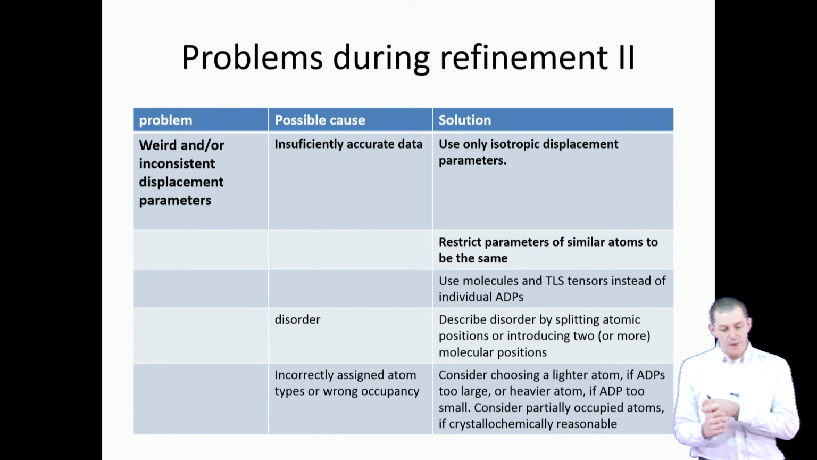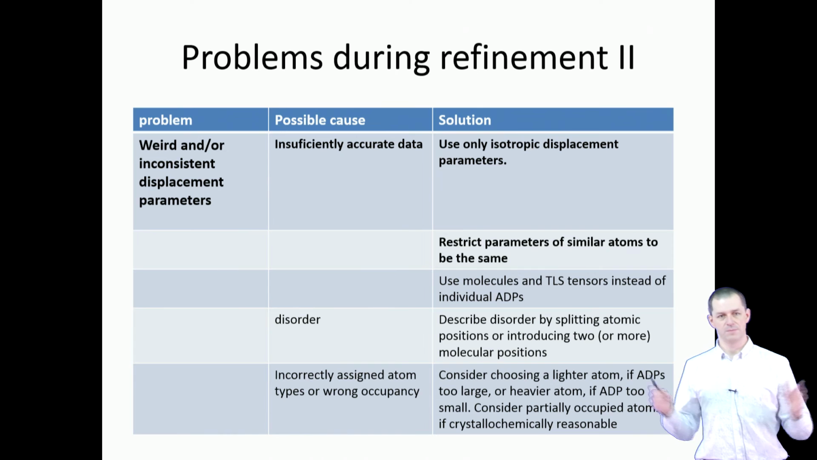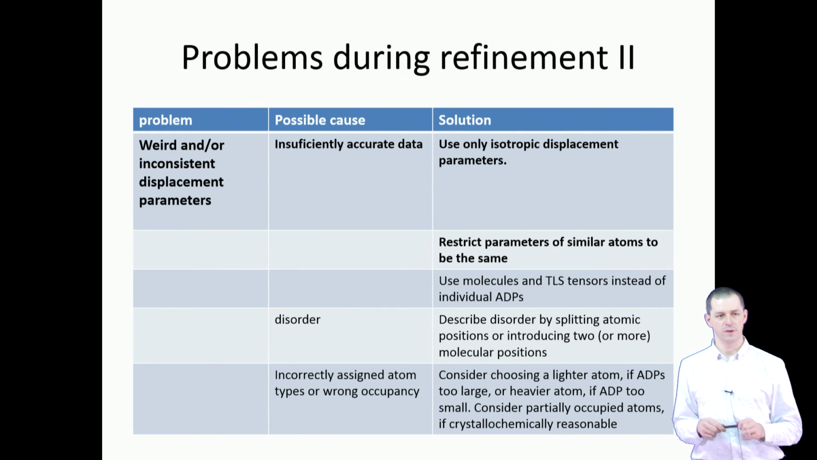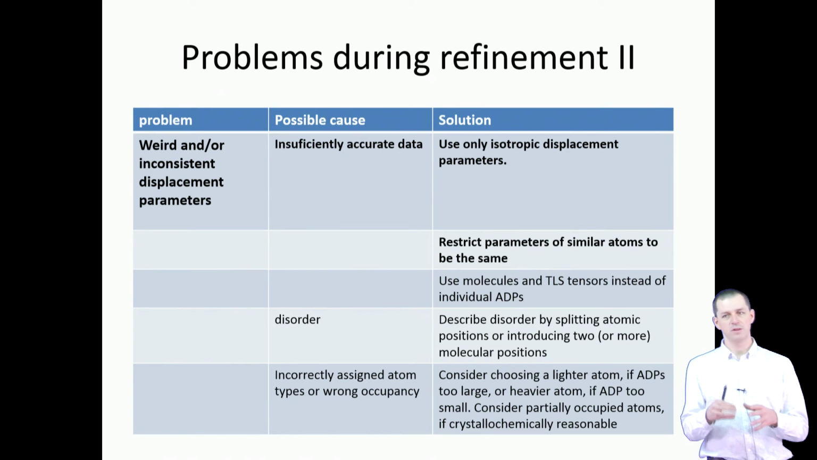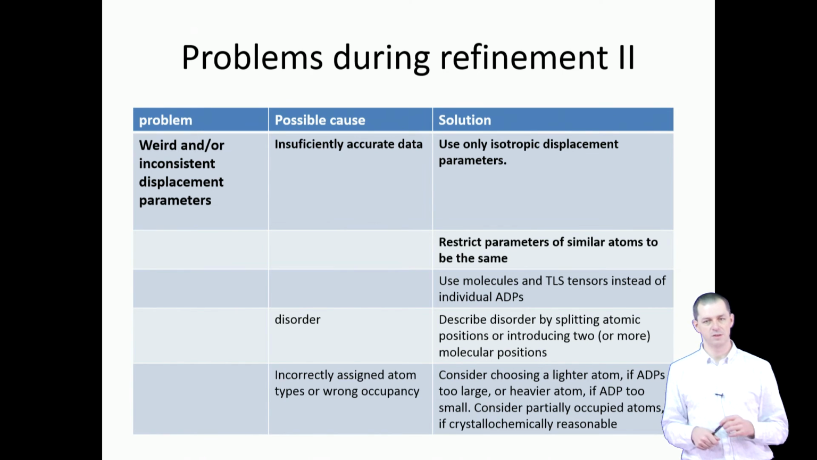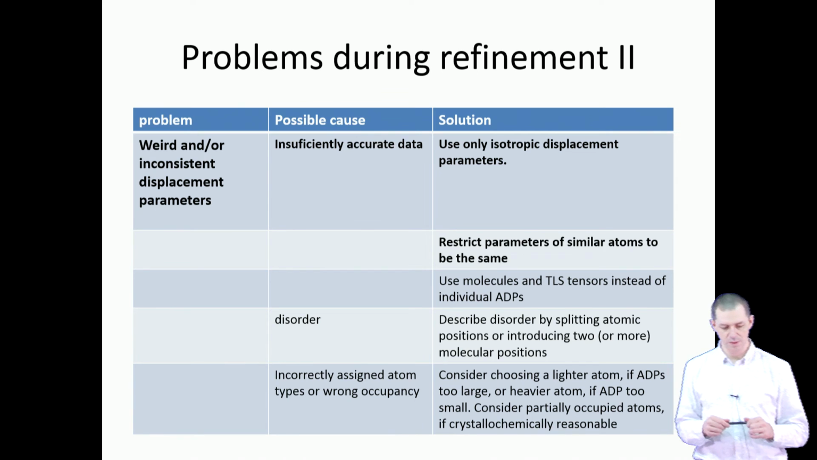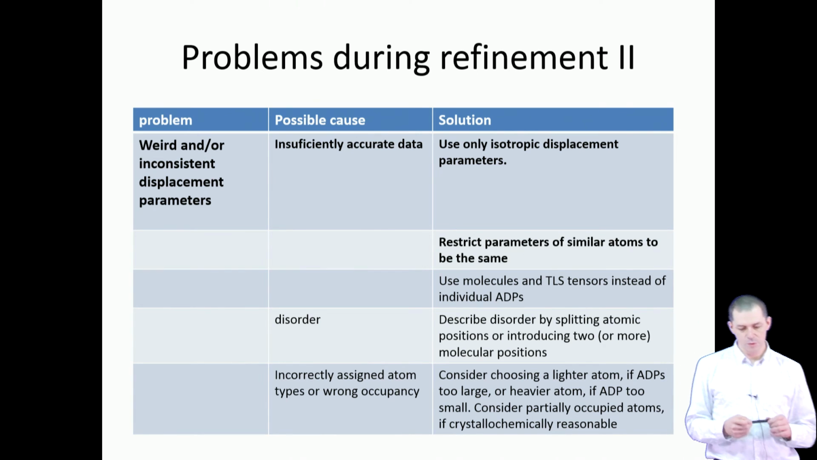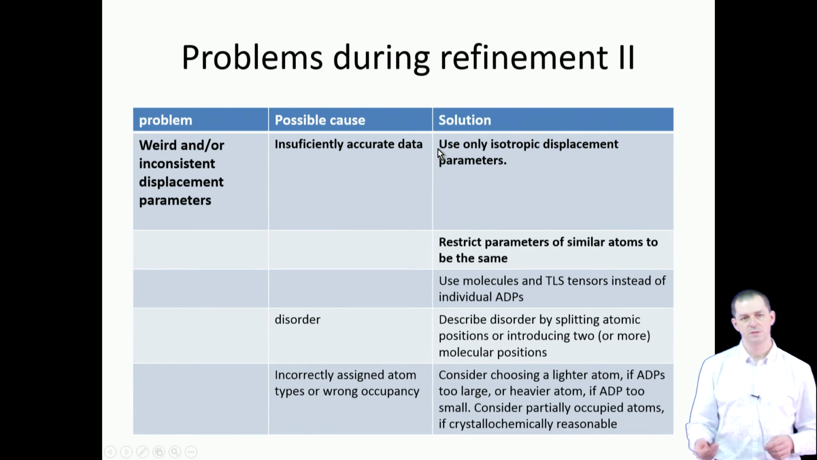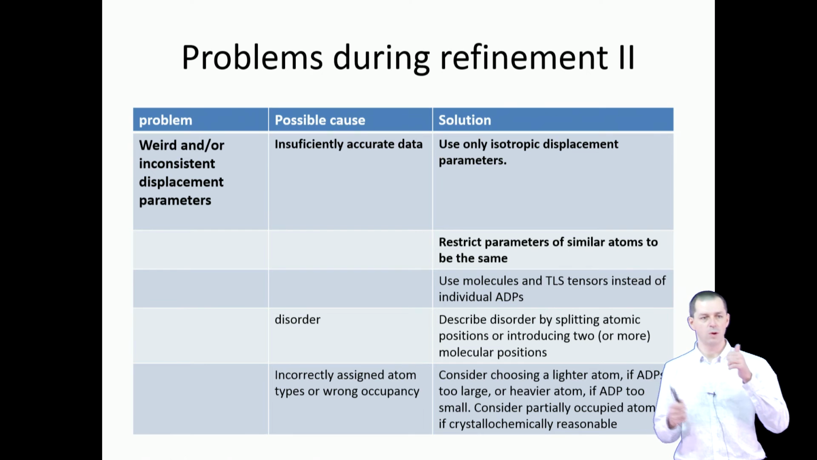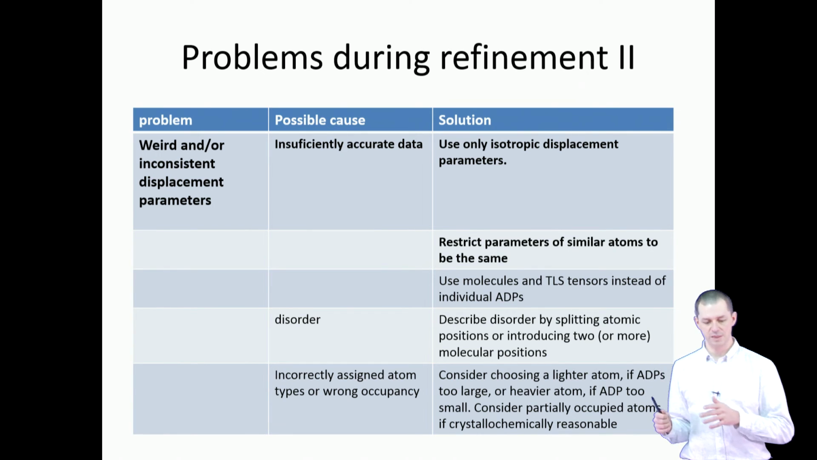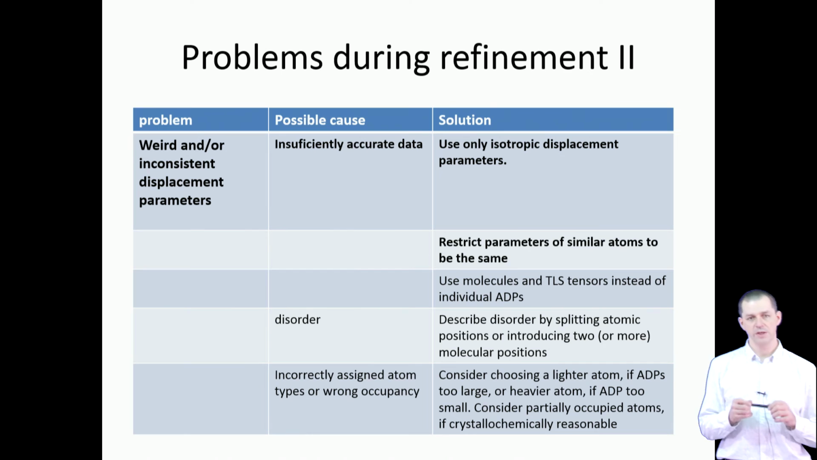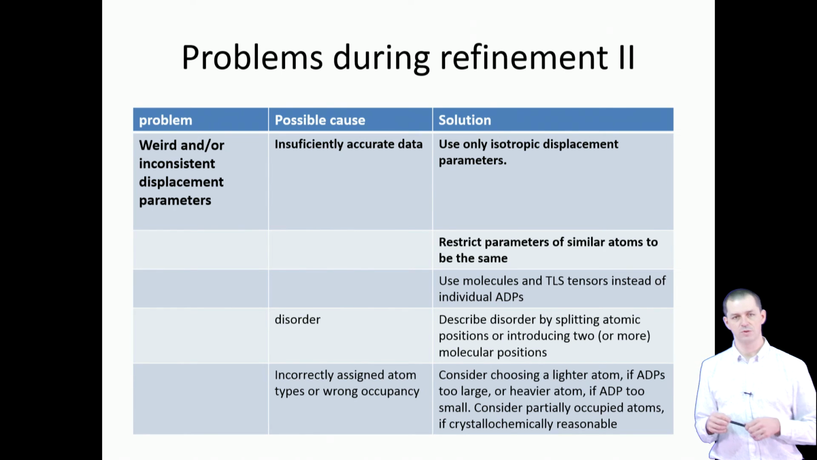But you may simply have insufficiently accurate data or an insufficient amount of data, so low resolution data, not enough reflections, and then there is simply not enough information in the data to independently refine the displacement parameters of all atoms. So then you have two solutions. Either you use only isotropic displacement parameters, so you have only one parameter per atom instead of 6, or you may restrict the parameters of similar atoms to be the same.